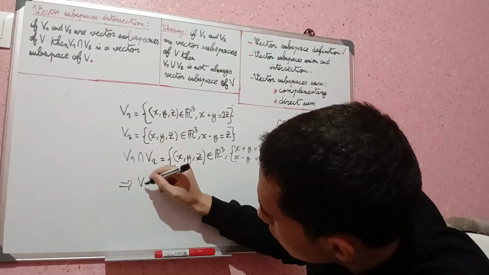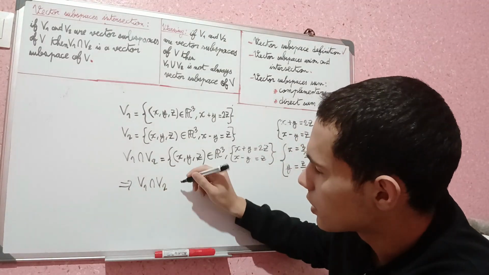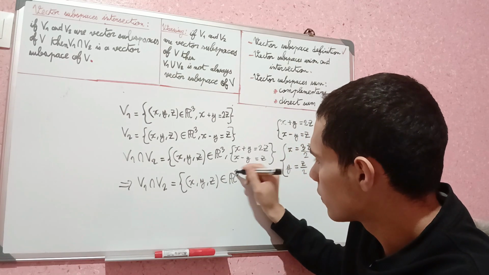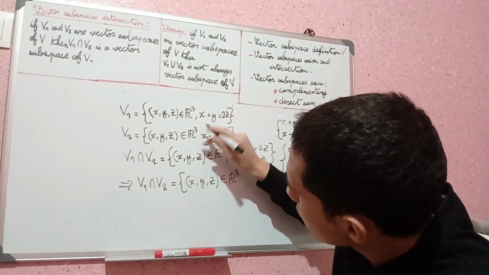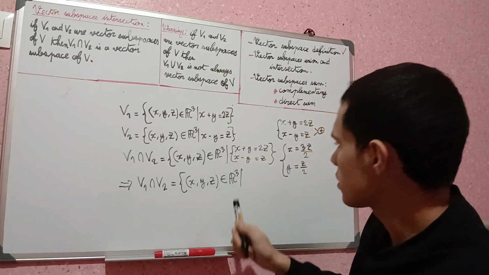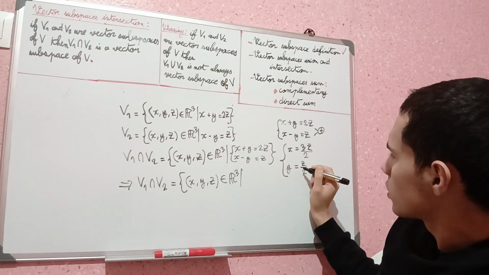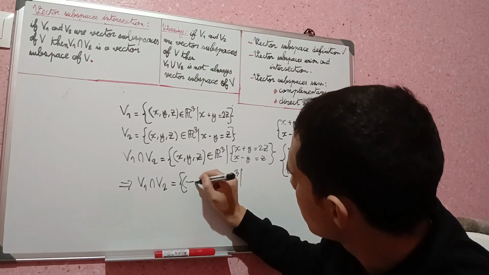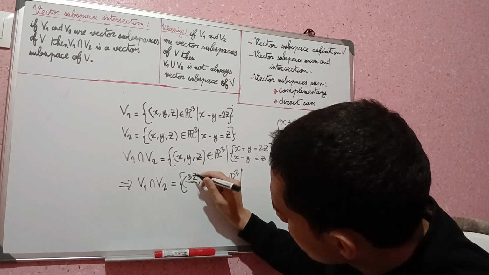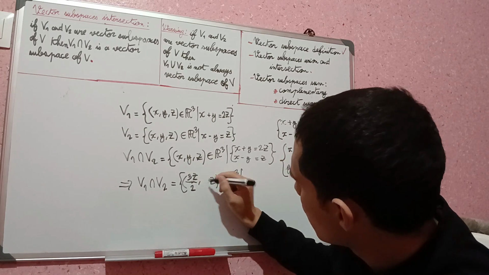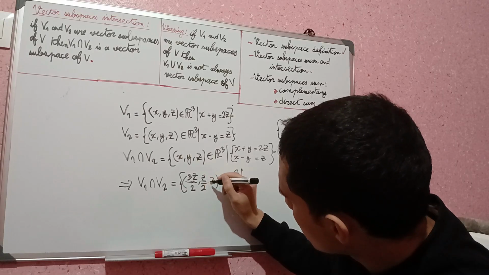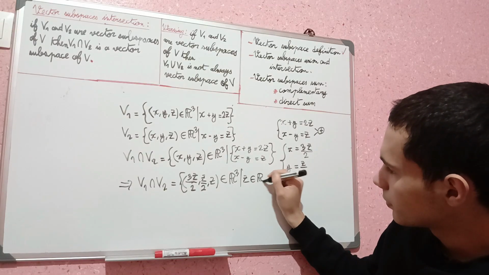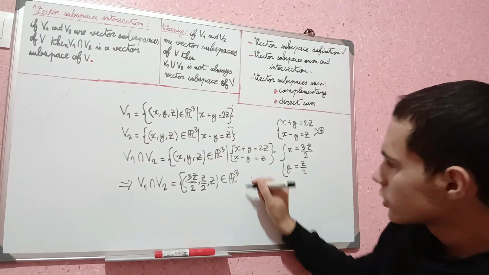So this can be written in this way: V1 intersection V2 is equal to the set of (x, y, z) belonging to R cubed such that, by the way, it's better to write (3z over 2, z over 2, z), such that z belongs to R. Okay, just write it like this.